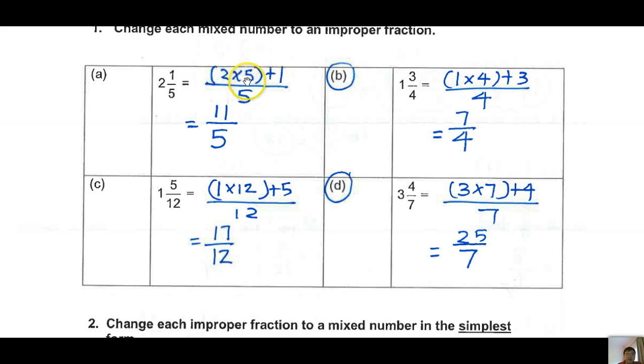Okay, work out the numerator this way and the denominator is 5. 2 times 5 plus 1 is 11, hence it is 11 over 5. For the rest, the concepts are the same. You may pause this video now to work it out and check your answers. I have to move on.